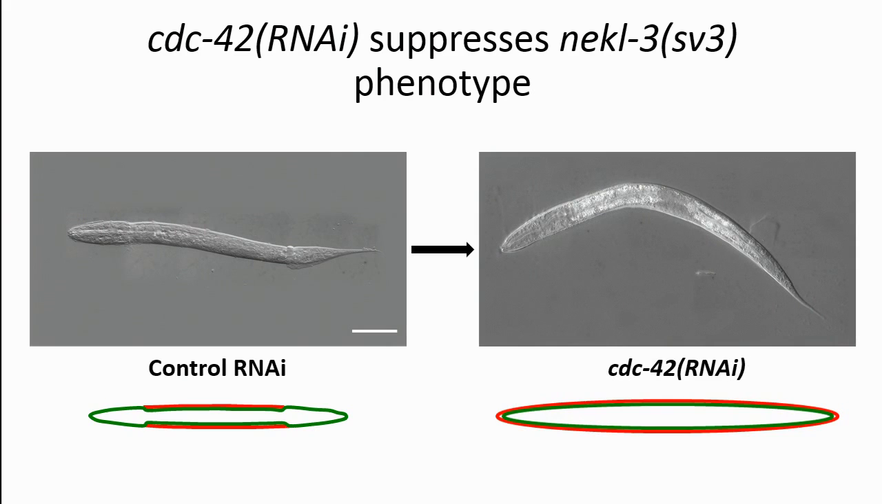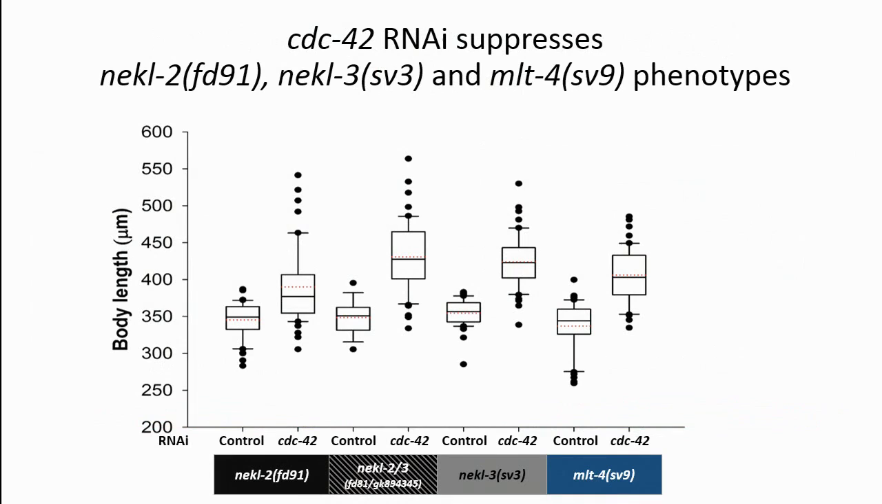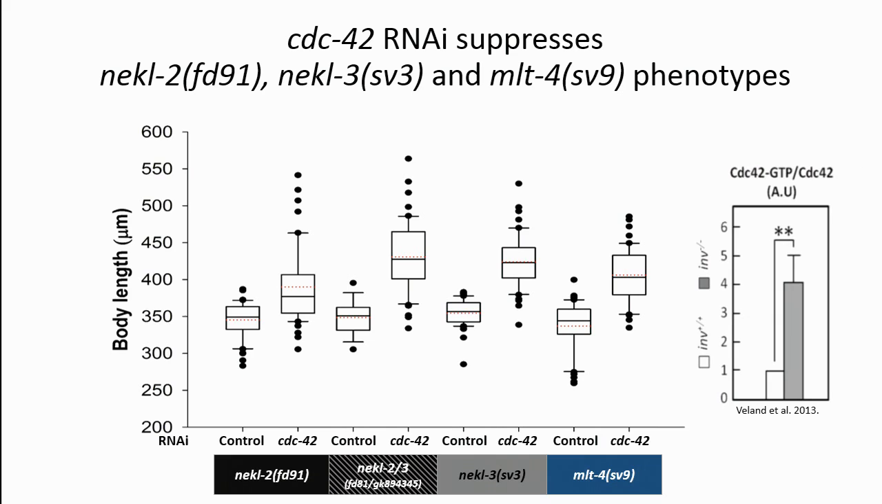And not just NEKL3. We confirmed this for NEKL2 and MOLT4, for which we have these hypomorphic alleles that form corset phenotype. Additionally, it was shown that MOLT4 has the ortholog inversin, as I said, and if you knock out inversin in human cells, there is more activity of CDC42.